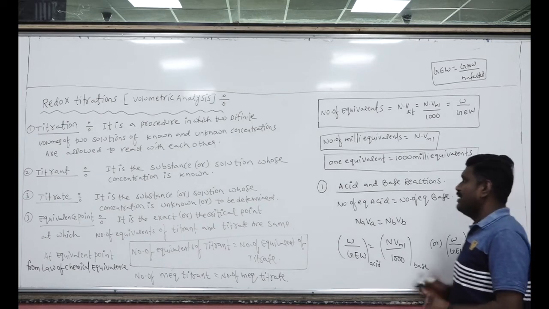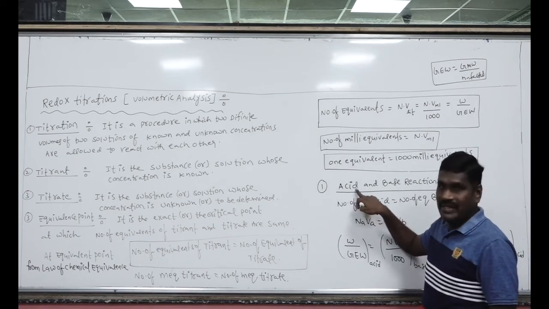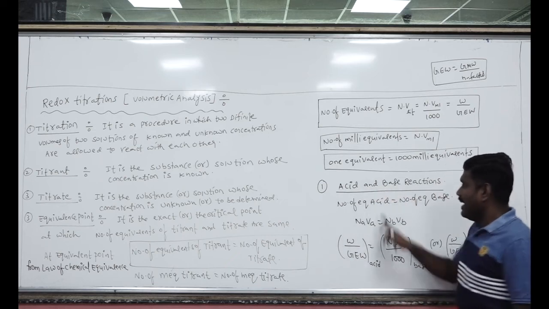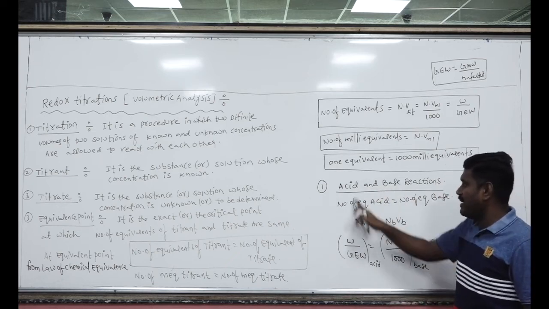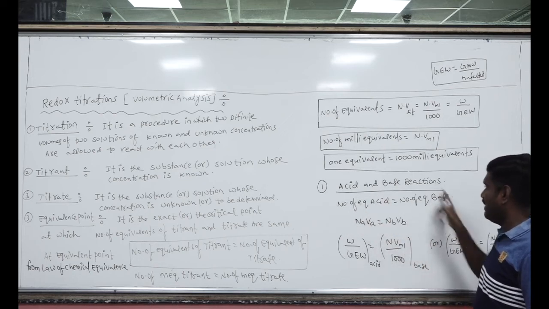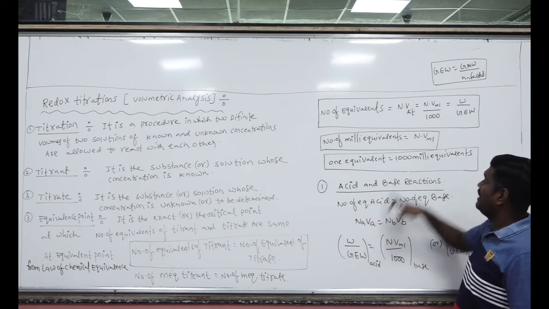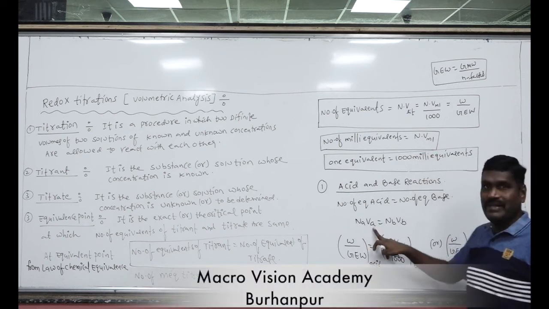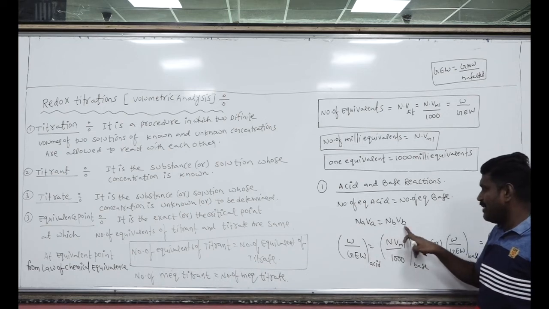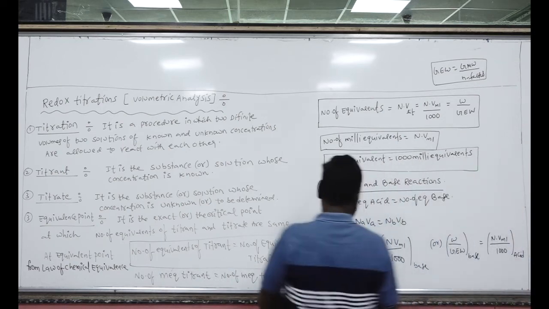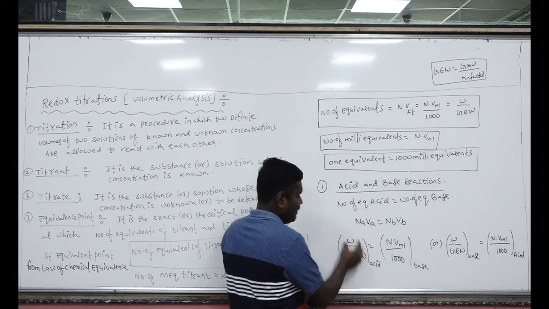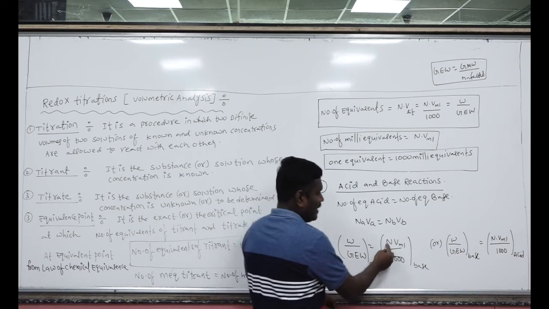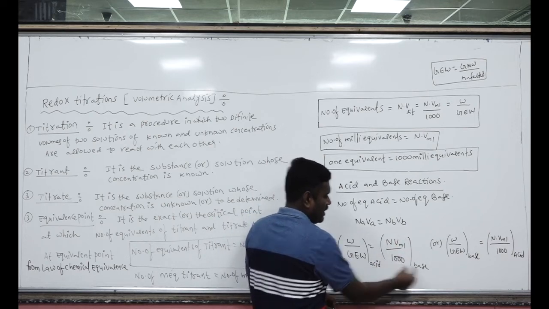Let's suppose we have an acid base reaction. Suppose you know the concentration of acid and we do not know the concentration of base, or vice versa, then the equivalent point is that point where the number of equivalents of acid will be equal to the number of equivalents of base. So number of equivalents formula, normality into volume. Normality of acid into volume of acid, normality of base into volume of the base. Now here there is a formula to calculate the number of equivalents, given mass upon equivalent mass.